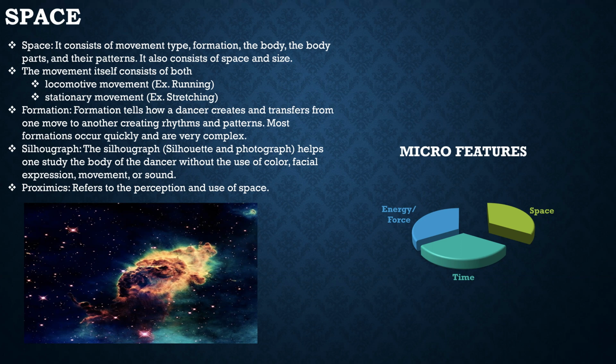The silograph helps one study the body of the dancer without using the color, facial expressions, movements, or sounds. A xylograph might be helpful for new students or people studying dance to identify a dance and the dance moves without using any of those above listed descriptions. Lastly, in space is proxemics, which refers to the perception and use of space.